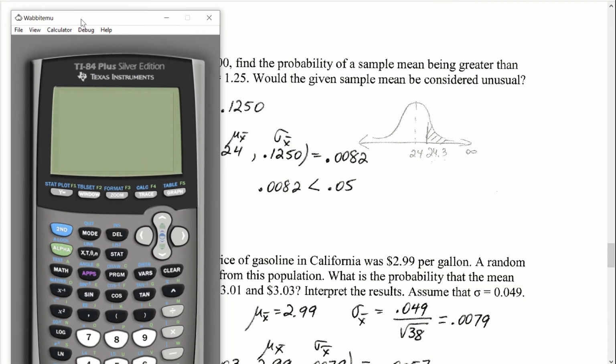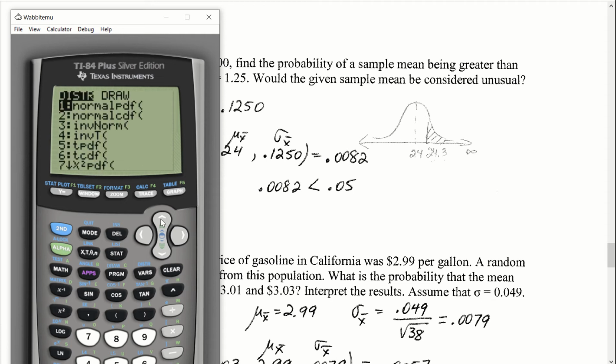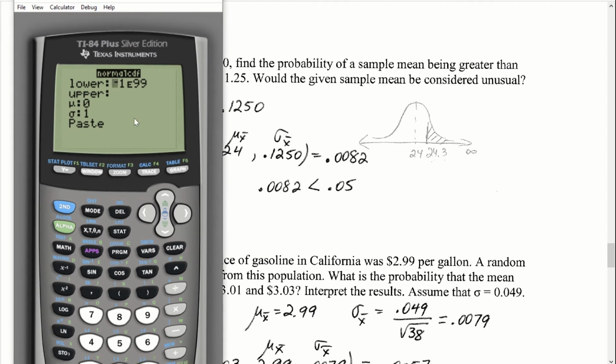So we go to our calculator. It's going to be second distribution, normal CDF, choice 2. The lower bound of this region goes as far to the left as 24.3. So 24.3. It's going to go all the way to the right, towards positive infinity. So that's going to be 1 second comma for the E99.